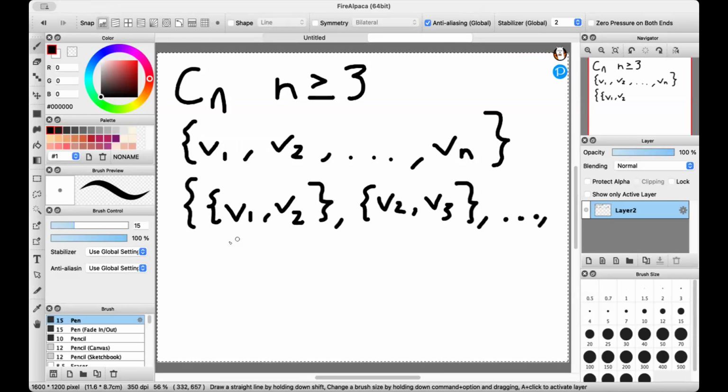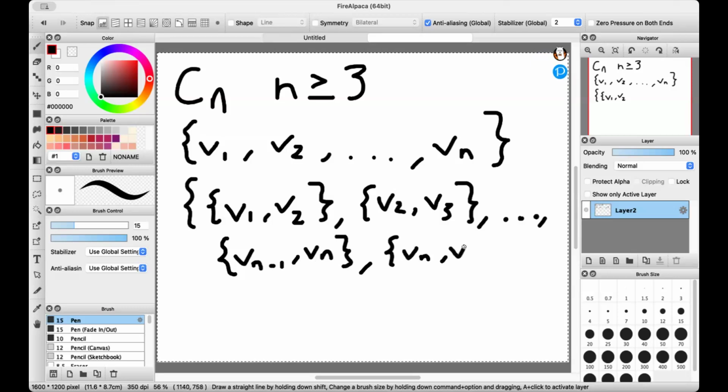until you reach n minus 1, vn. And then the last edge is the one connecting vn back to v1. Does that make sense? This is usually how cycles work.